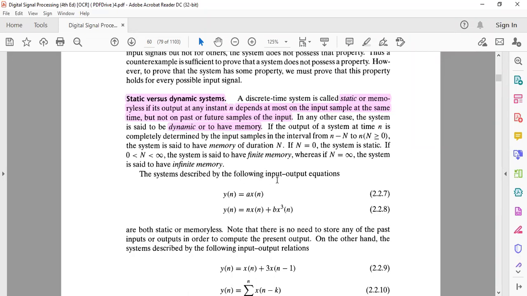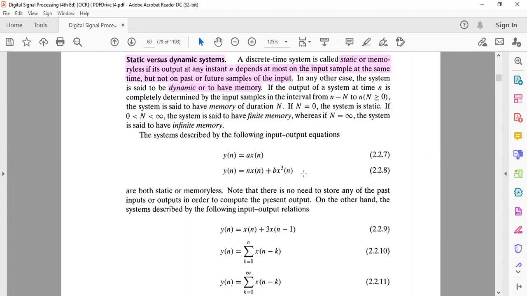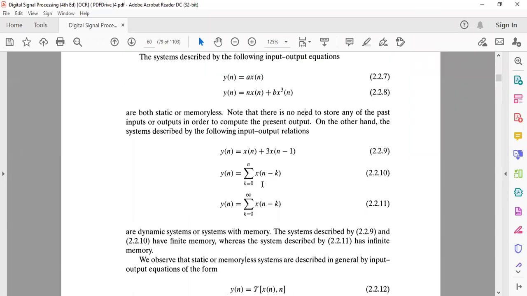The system described by the following input output equations, for example, y(n) = a x(n), y(n) = n x(n) + b x cubed(n). You realize that this is only appearing at position n, the same position all the time. So it means that this is memoryless. It is said to have memory when we say that it remembers instances before n or after n. Actually, we can say n minus k, if you want to say that k is valid from 0 up to n.